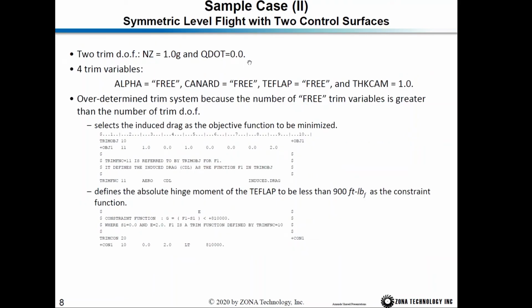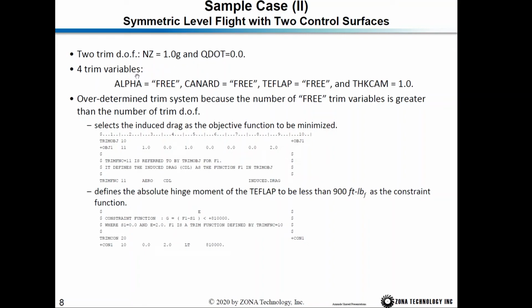The next sample case is a symmetric level flight, and you're using 2 control surfaces, because we have a canard and we have a trailing edge flap. In order to achieve a 1G level flight, NZ equals 1 and Q dot equals 0. So we have only two trim degrees of freedom and 2 trim equations.